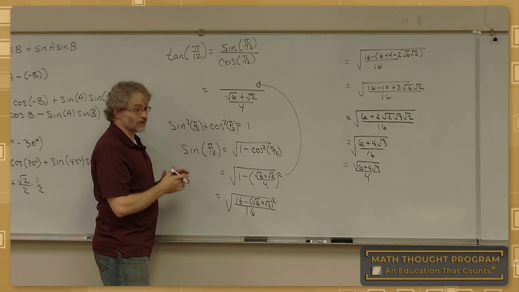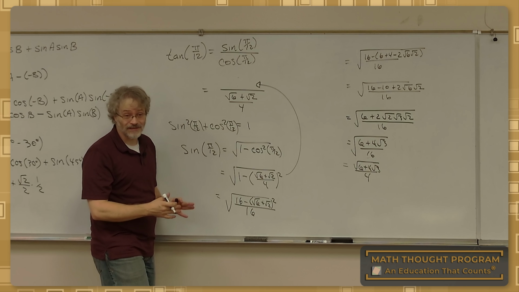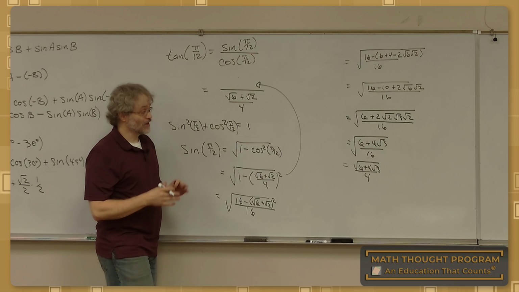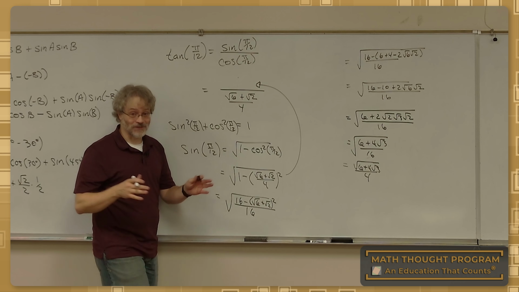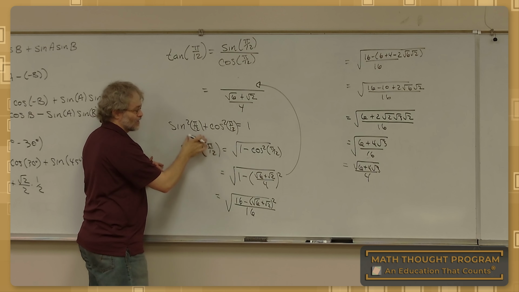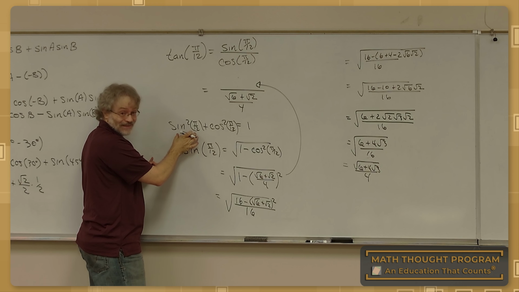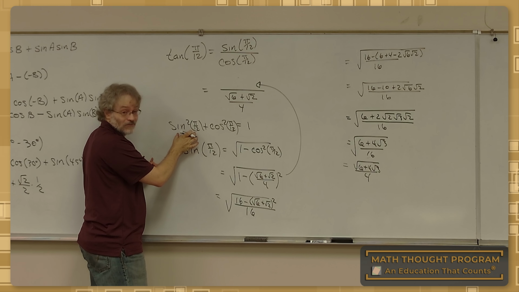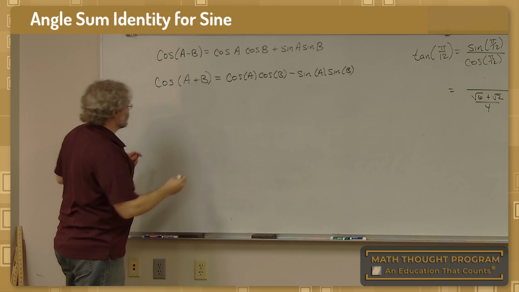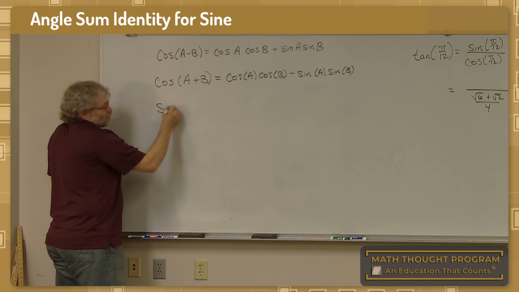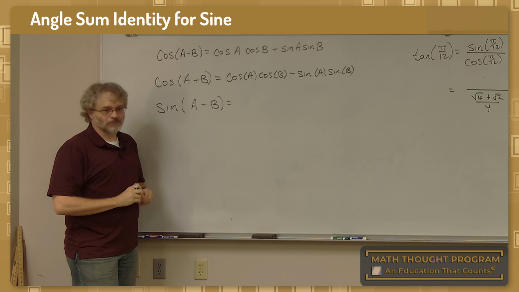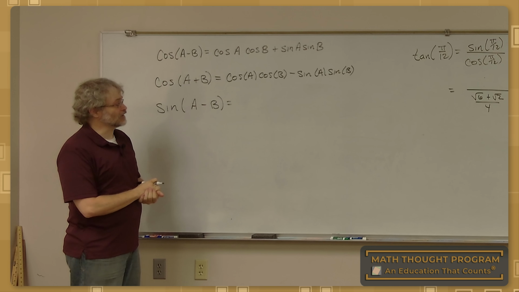But the question is, could I find another identity that's going to help me solve this a whole lot faster? And the answer is, you better believe it. Otherwise, I wouldn't be talking about it. So the question is, how do we make it easier? Find another identity, like the angle sum identity we have for cosine, but do it for sine. All right, so what is sine of A minus B? And how could we figure this out?